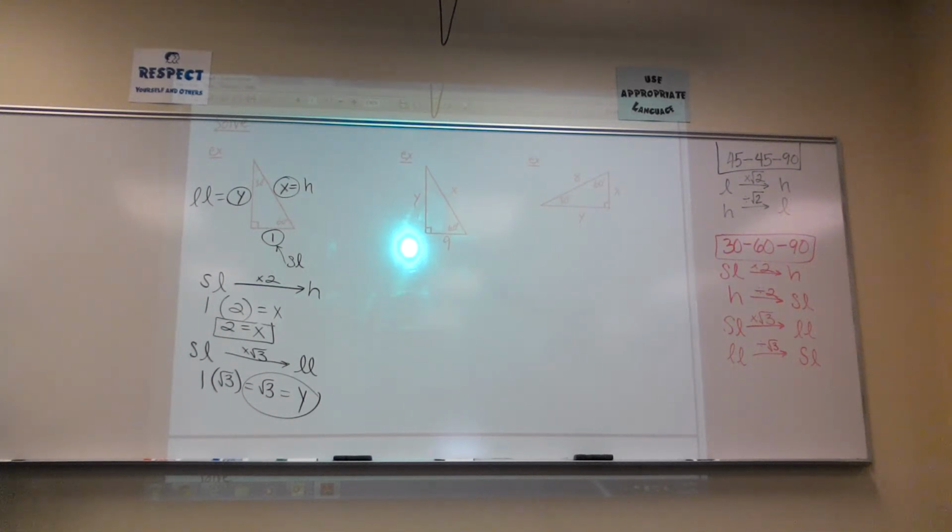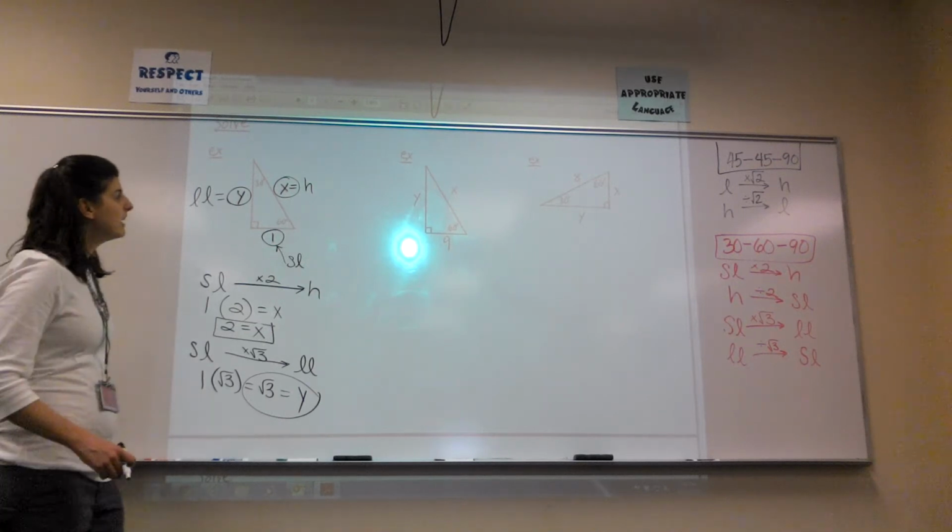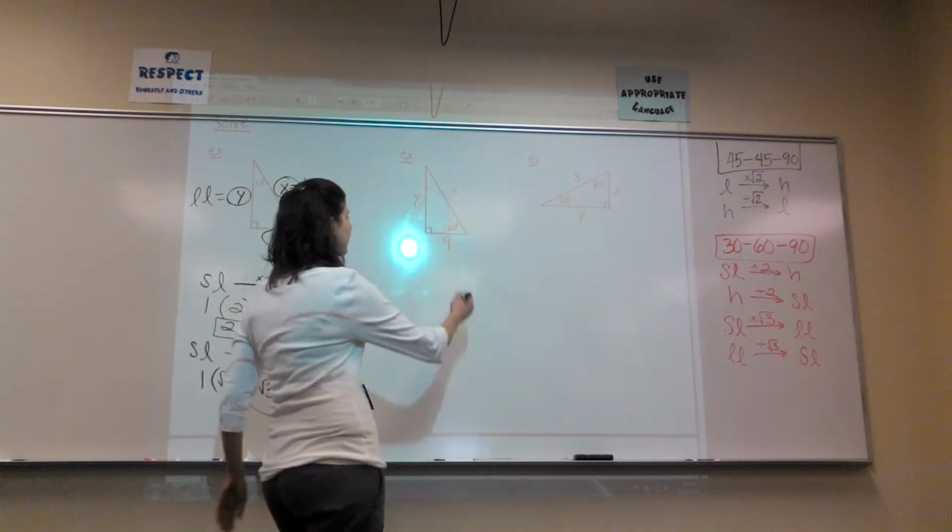You could plug it into a calculator and get 1.732 if you want, but it's not a nice number, and it goes on forever. So it's irrational. All right. Here, we're given 9.